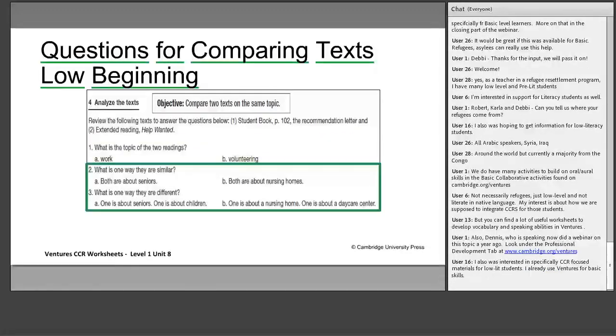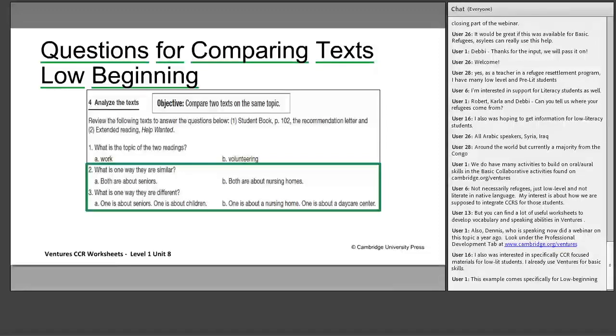Following the main idea question, there are two questions that are detail questions. Question 2 asks about how the articles are similar, and question 3 asks how the articles are different. Again, students have two choices for each question at the beginning level.